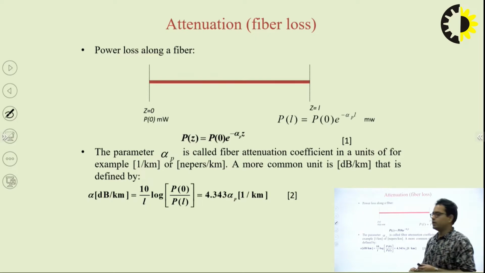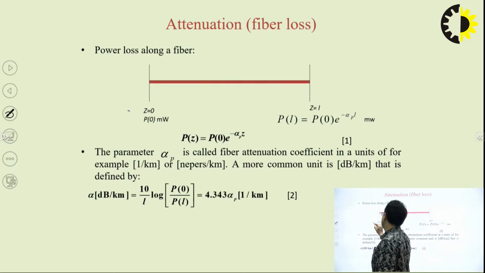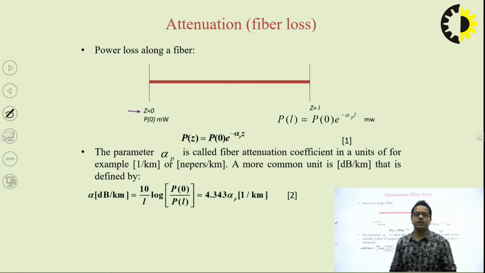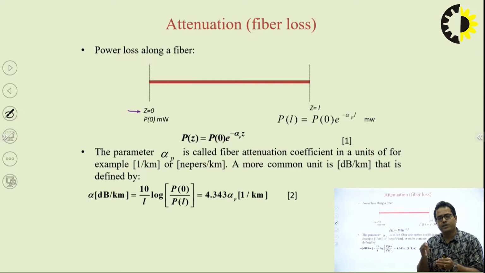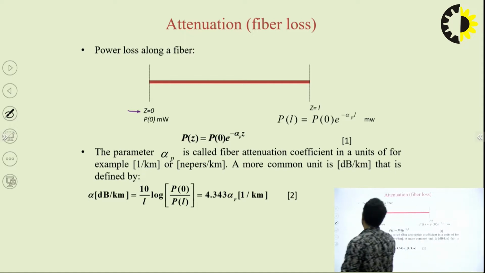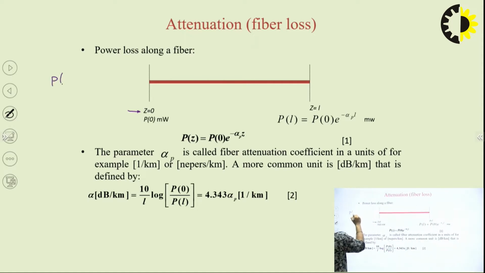So we have considered a distance Z as the origin at which a power is launched, and P0 is the maximum power that is transmitted, or the maximum power present in the signal that is transmitted from the transmitter. That is P0, or we can say that P0 is the power at origin. That means at the transmitter side, the power launched from a transmitter. So that is the power.